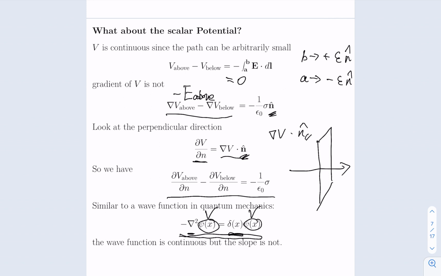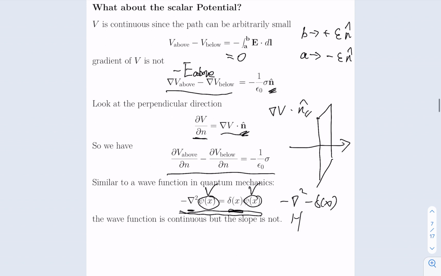And this minus del square minus delta x is really the Hamiltonian. And you will solve how this Hamiltonian behaves. And in the end, you can see that the wave function is continuous, and the slope of the wave function is not, because of this delta function. And really, that's the same idea here.